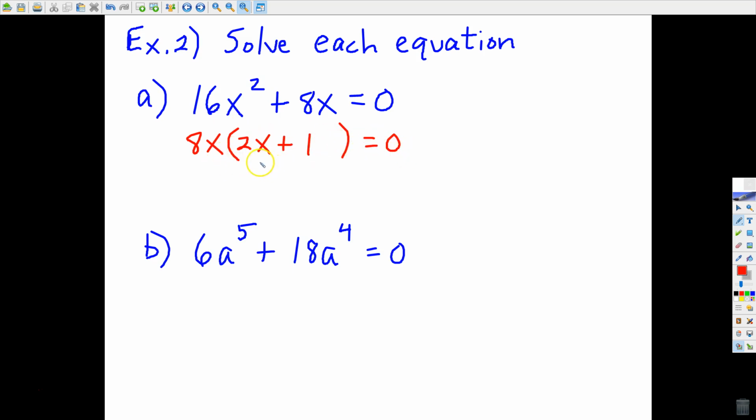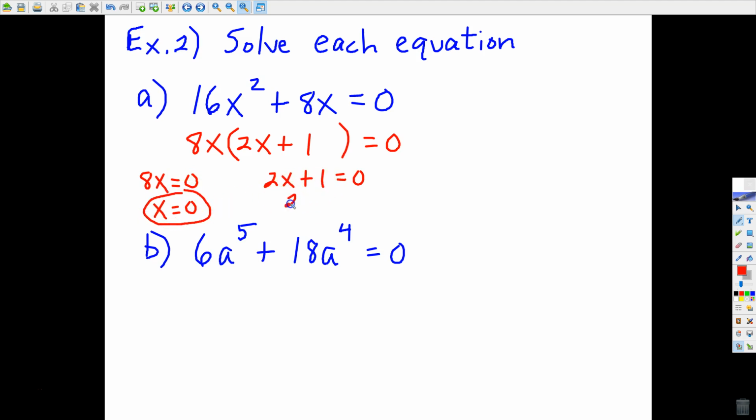The red represents the factored form of the blue. The great thing about factoring is it makes it easy to find solutions, because I'm going to take each one of my factors separately, and make two little equations out of them. I'm going to let 8x equal 0. I'm going to let my other factor, 2x plus 1, equal 0. And I'm going to solve for x in each equation. So one of my solutions is x is 0.